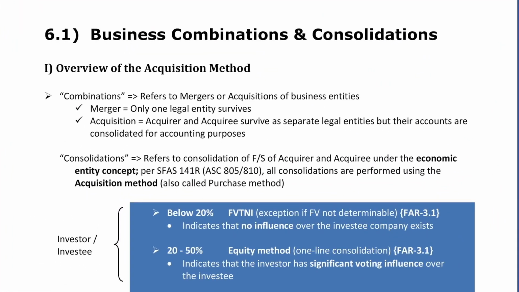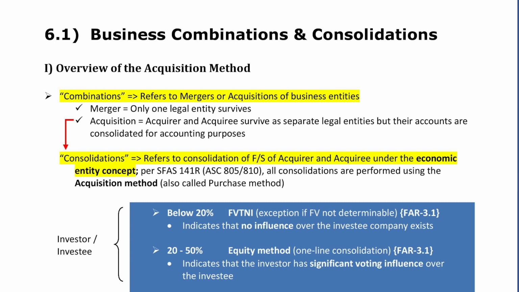On page 2, highlight: combination refers to mergers or acquisitions of business entities. When there is a merger, only one legal entity survives. But when there is an acquisition, there is an acquirer and an acquiree which survive as separate legal entities but are actually one economic entity. And that is why we do consolidations. Draw an arrow from acquisition down to consolidation and highlight: consolidation refers to consolidation of financial statements of the acquirer and acquiree under the economic entity concept.